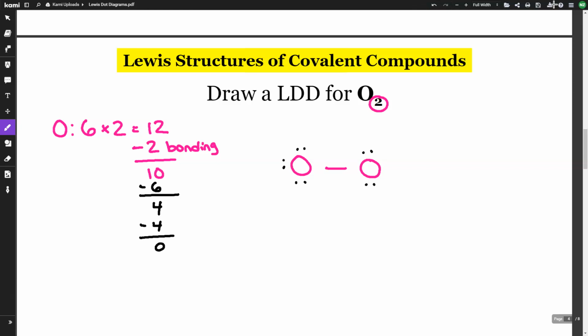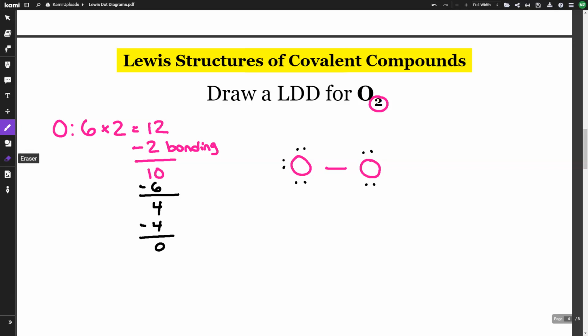So I've used them all up. Now we just want to make sure that everybody has 8. So the oxygen on the left claims the 2 in the middle. 4, 6, 8. So the one on the left is happy. The one on the right has 2, 4, 6. So the one on the right is not happy.